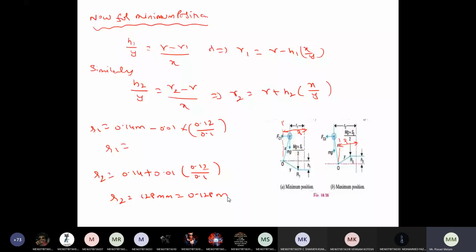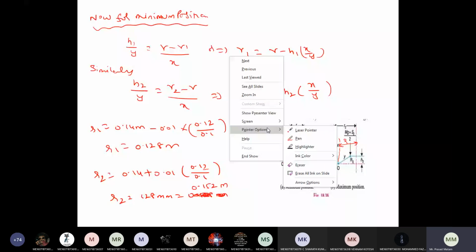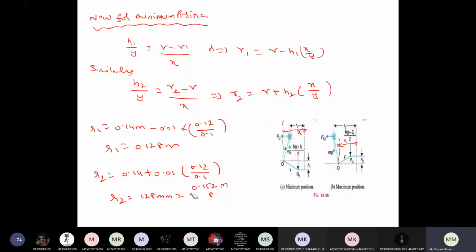Sorry, r1 is 0.128 meter and r2 is 0.152 meter. Is anyone there in the class? Yes, students, please respond. Hello. Sir, once we got r1 and r2, what to do next after finding r1 and r2?